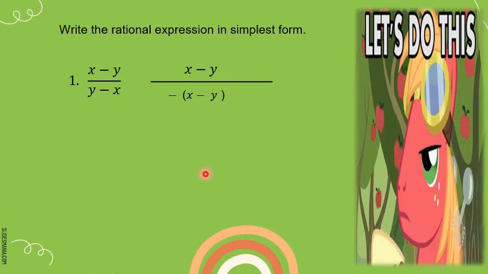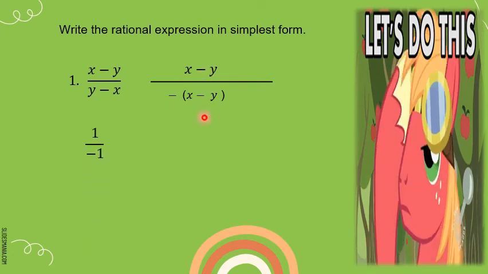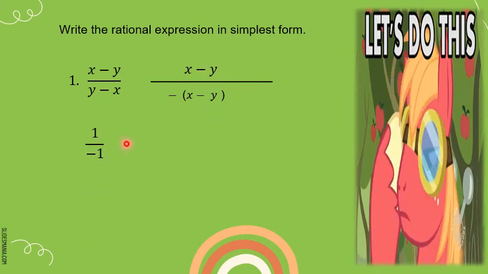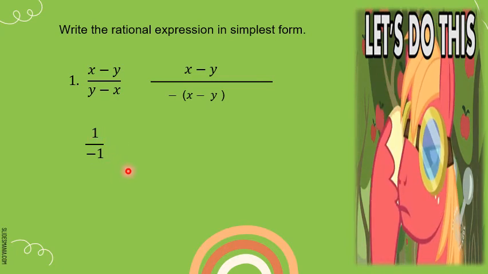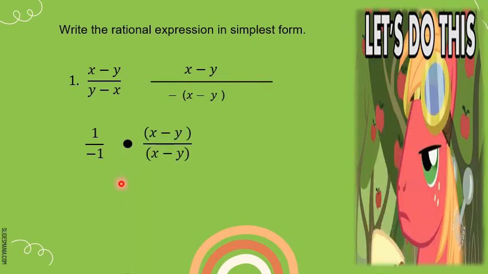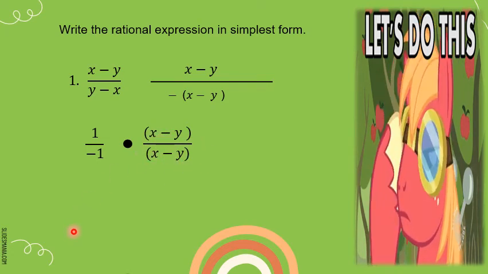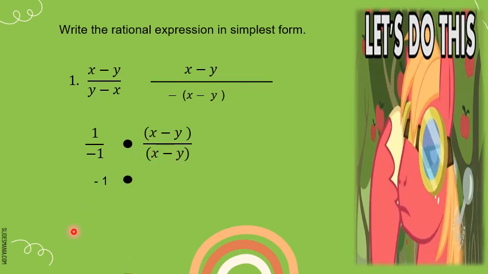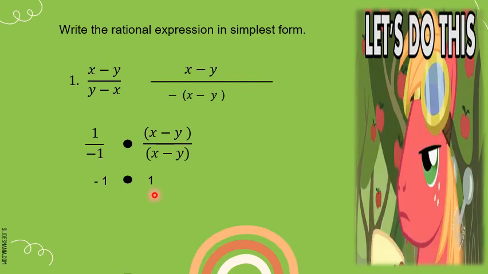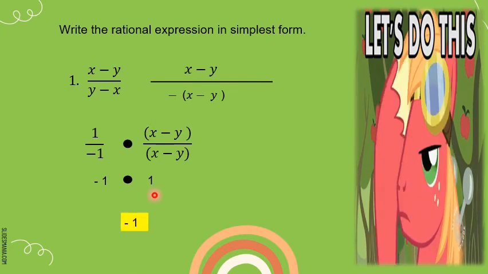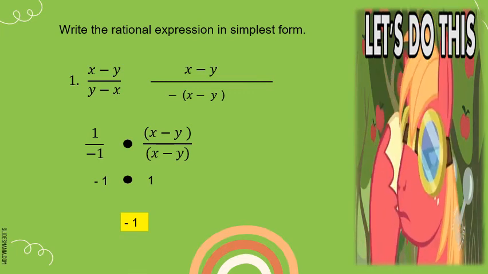And then as you can see, we have the same here. Then let's do step 2. Write a 1 over negative 1 because we have the negative here, and we have 1 here. Then times, copy the quantity x minus y over quantity x minus y. So this is the same. Now let's multiply, step 3. 1 over negative 1 is negative 1, and this one becomes 1. So negative 1 times 1 is also negative 1. So this is the final answer.